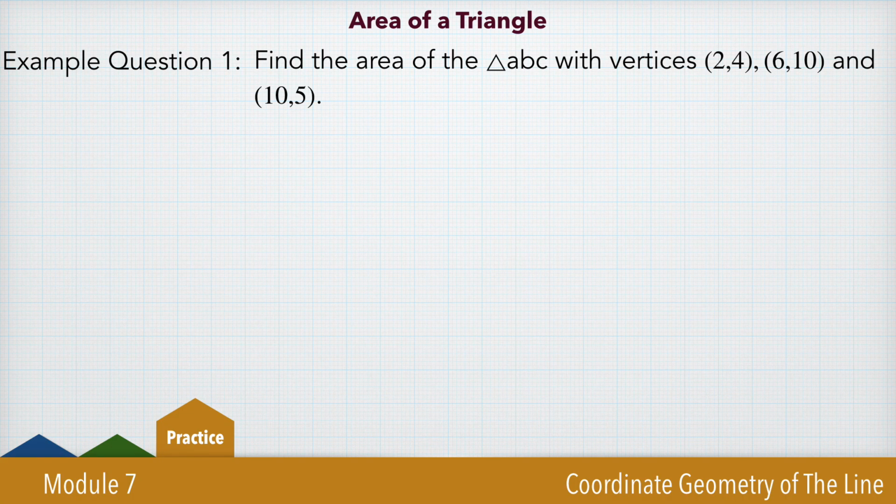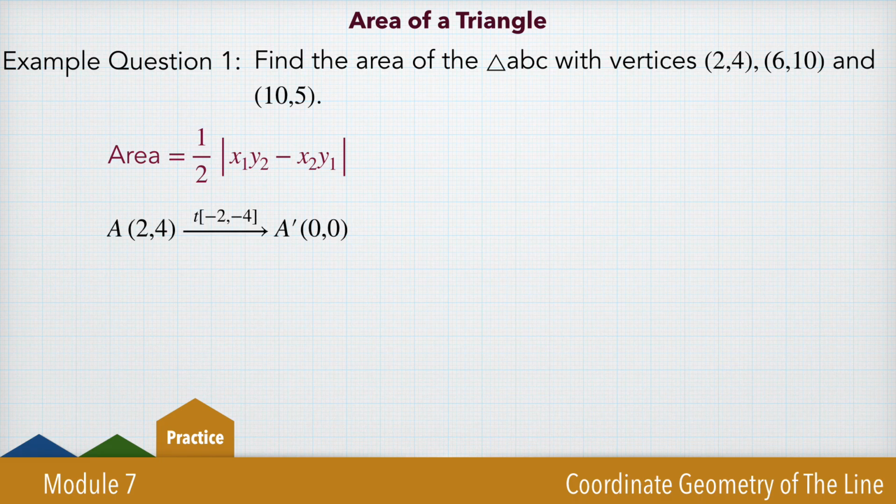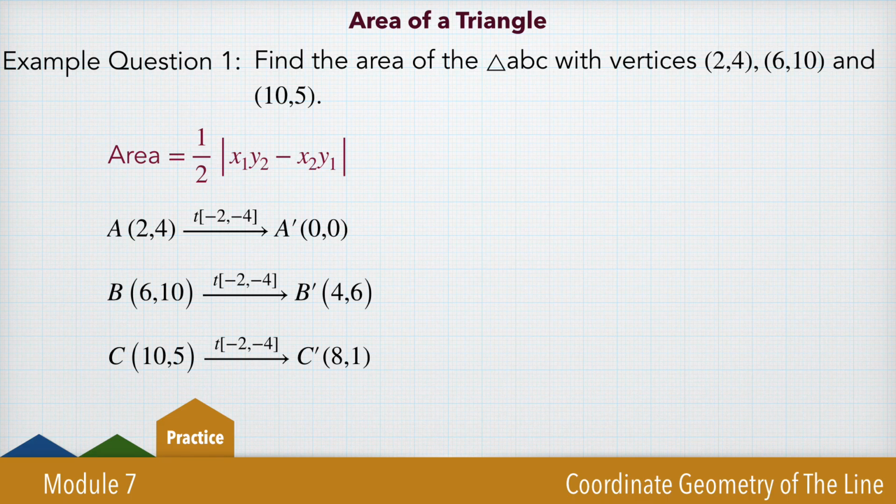In our first practice question, we must find the area of the triangle ABC, given the coordinates of the vertices. We will use the coordinate geometry area of triangle formula. We must first translate one of the points to the origin (0, 0). The translation of the point A to (0, 0) needs an operation of -2, minus 4. We will use the same operation on point B and point C.